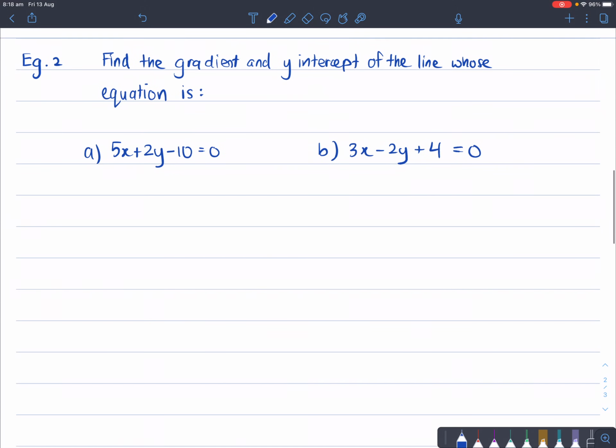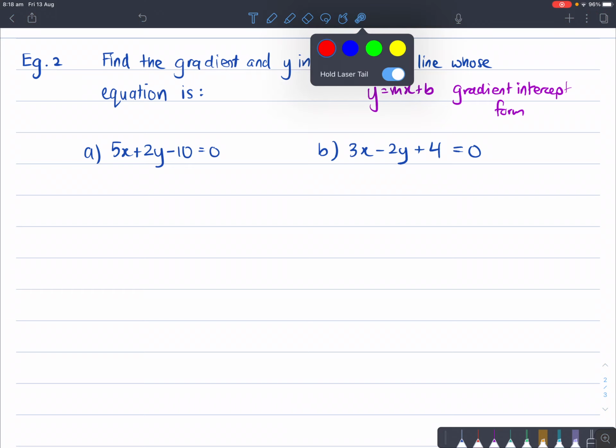Find the gradient and y-intercept of the line whose equation is this. You can see that both of these are written in general form. We're going to change this to y equals mx plus b, which is the gradient intercept form. This will allow us to find these two things that they want. Now, let's have a look at what makes the gradient intercept form. It's where the y has to be by itself on one side of the equation, preferably the left.